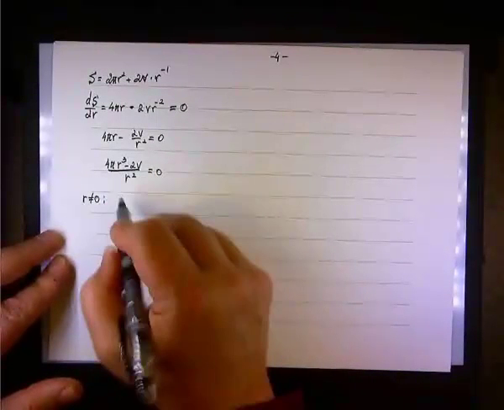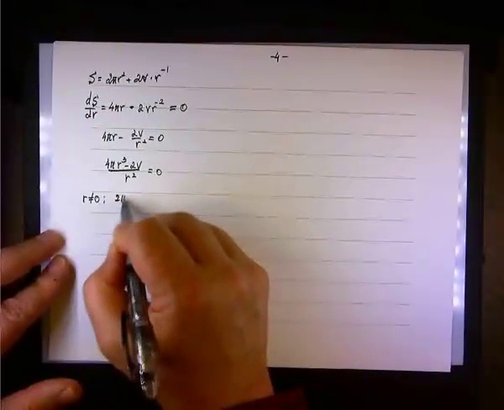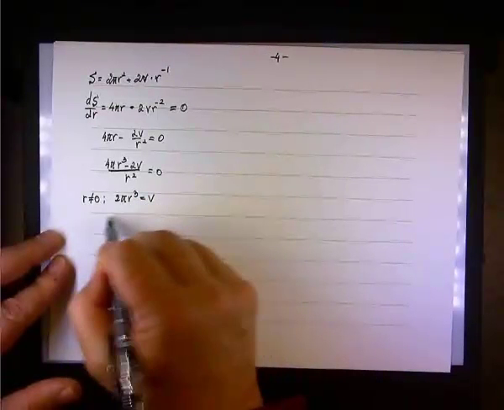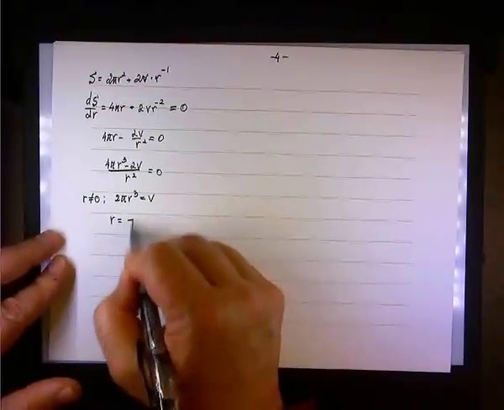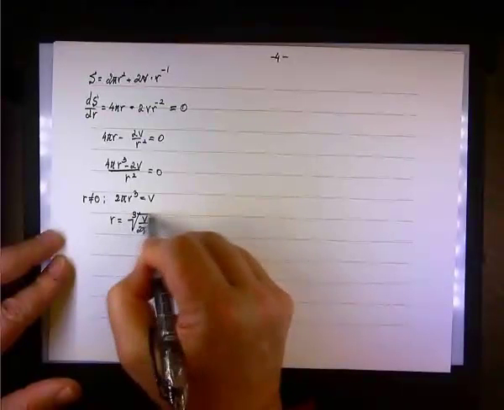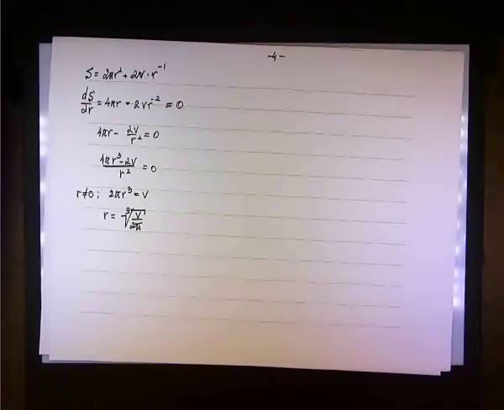Now, since r cannot equal 0, I can ignore it and just equate the numerator. We can divide it also by 2, and you get 2 pi r cubed equals V, and therefore r equals the cube root of V divided by 2 pi. Okay? So this gives me the radius.